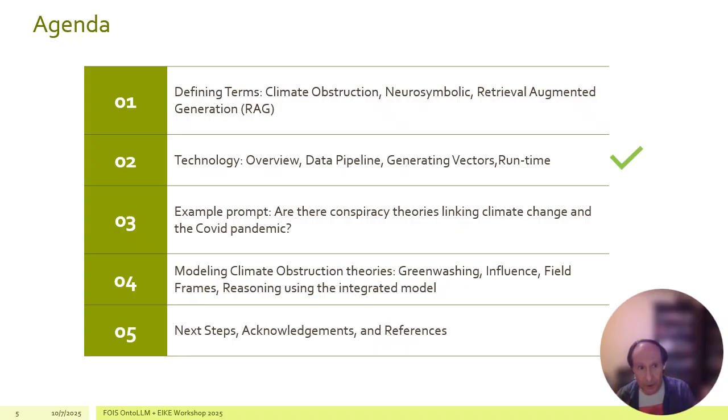Okay, so now I've defined the terminology. Next, I'm going to give an overview of the technology we used. I'm going to talk specifically about the data pipeline we used to populate the RAG, and I'm going to talk about how we generate vectors, and then I'm going to show a data flow diagram for the architecture we use at runtime.